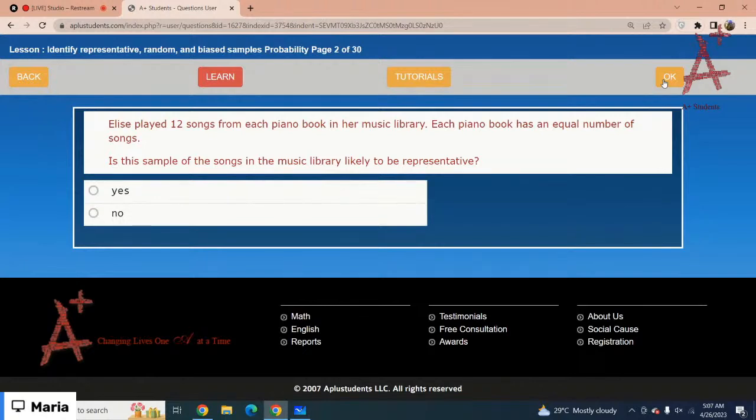Alice played 12 songs from each piano book in her music library. Each piano book has an equal number of songs. Is this sample of the songs in the music library likely to be representative? So, which is the correct option? Yes or no? I think yes. The correct option is yes.